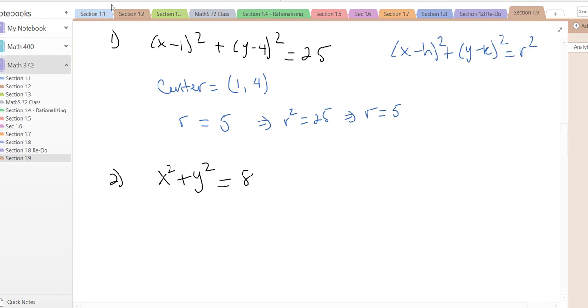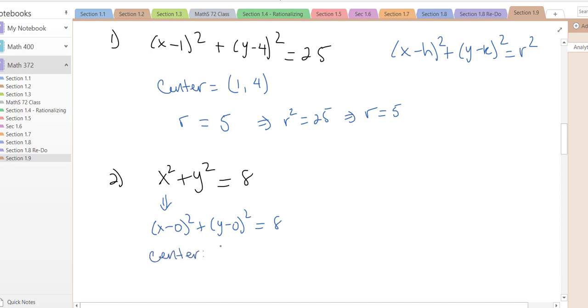So comparing it to our general equation of a circle, notice that this says (x − h)², but here I only have x². Well, you can think of this as (x − 0)² + (y − 0)² = 8. And then it's easier to see that the center is (0, 0), and the radius is whatever I'm squaring to get 8. And this is a little bit harder to see because 8 is not a perfect square.